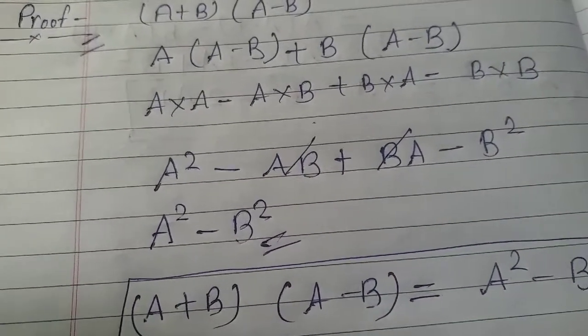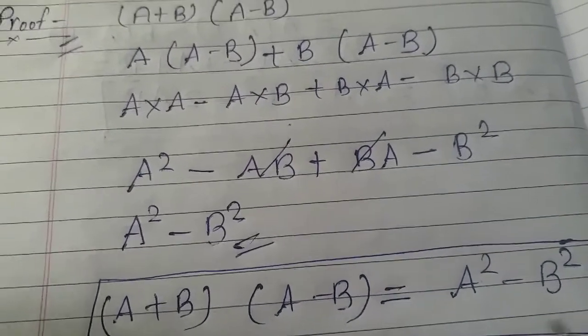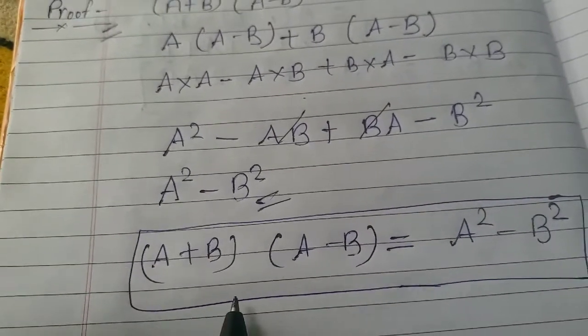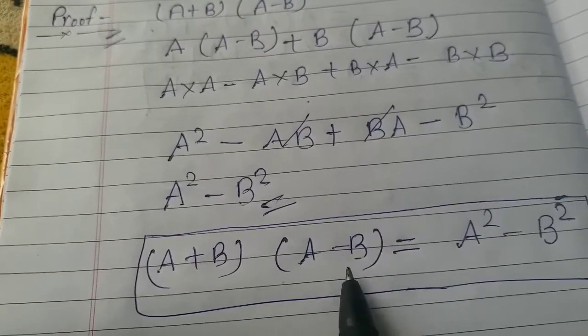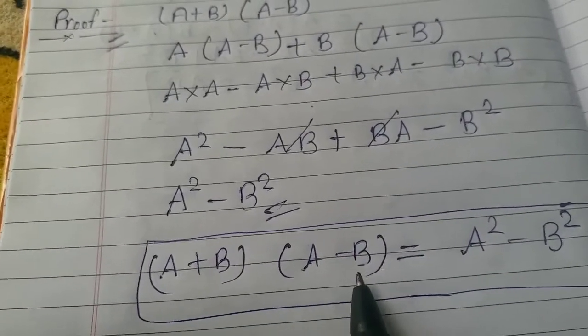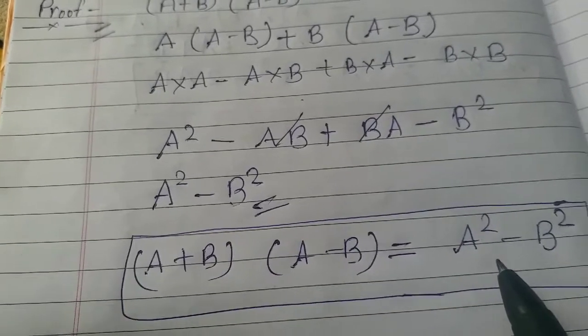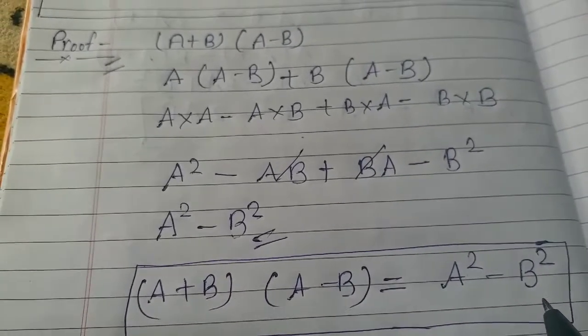Here is the proof of the third identity: the first bracket is (a + b) and the second bracket is (a - b). If we multiply both these brackets, the result is a squared minus b squared.